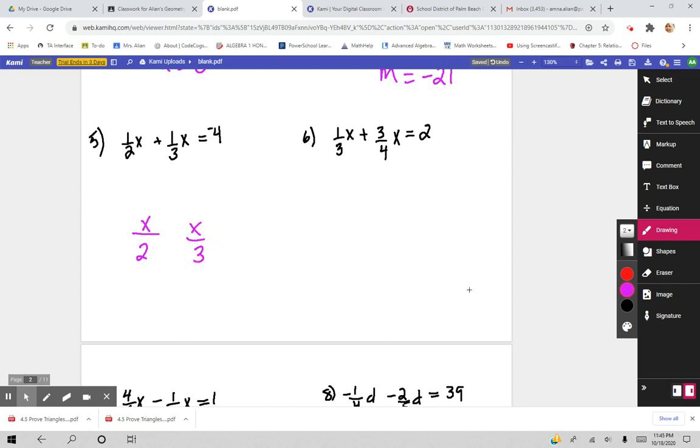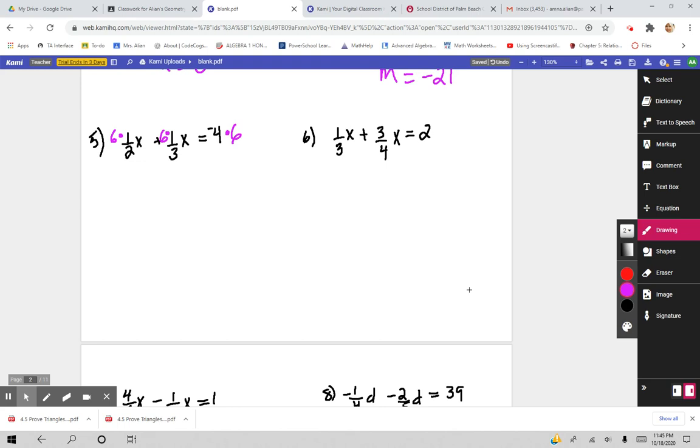What number could you put in the numerator that 2 will divide evenly and 3 will divide evenly? If you said 6, that is correct. So that's the least common multiple. So we're going to multiply through by 6, every term by 6. This will help us get rid of all the fractions.